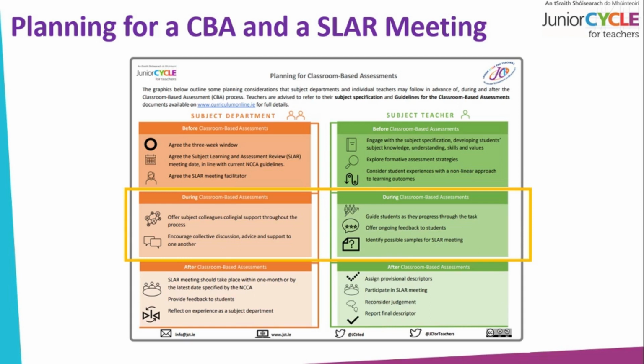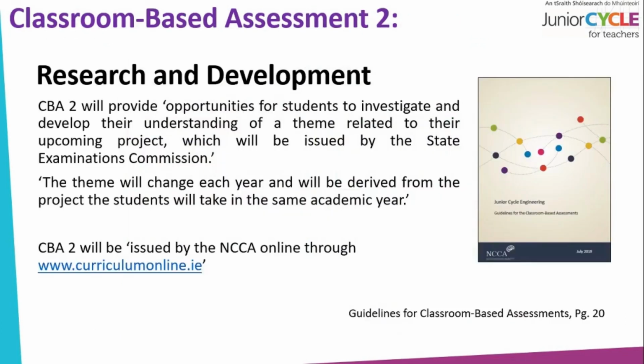It is also advisable that teachers have conversations throughout the CBA window and develop professional dialogue to enhance the process for future cohorts. When the CBA is completed, the teacher will assign provisional descriptors to the student work and bring 4 samples of student work to the SLAR meeting. It is recommended that the SLAR meeting should take place within 1 month of the CBA window. Teachers can have discussions within the meeting and provide feedback to each other and reflect on the experience as a whole. Teachers are then reminded to apply their final descriptors to individual student work, having reflected on conversations within the SLAR meeting. The remainder of this resource will refer specifically to CBA 2.